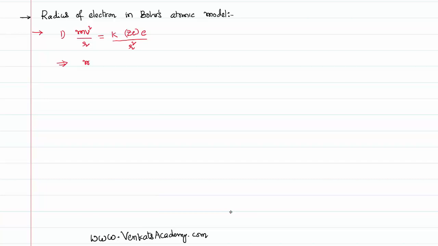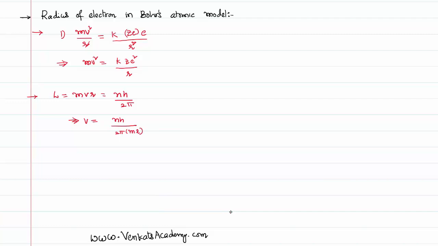From here we can write mv square equal to, by cancelling one radius, K Ze square divided by r. That's the one point. According to the second Bohr postulate, angular momentum L equal to mvr, where m is the mass of the electron, v is the velocity of the electron, r is the radius of that orbit, is nh by 2 pi, where n is the principal quantum number and h is Planck's constant. From here we can write the velocity of an electron is nh by 2 pi m r.